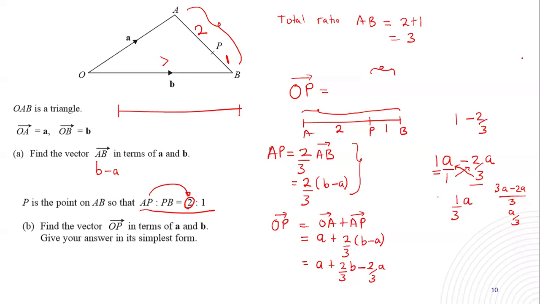Would have been B, the vector B plus 1 out of 3 into brackets B minus A. Oh, okay. Thank you, Amara.